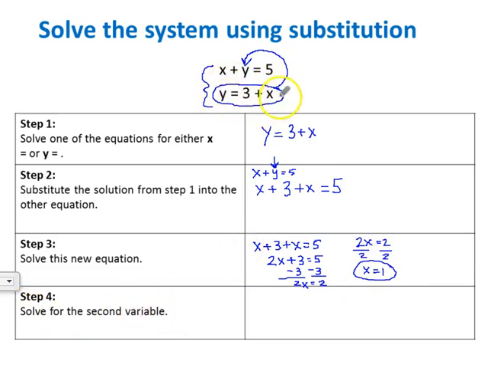Well, look at that. Isn't that nice? One of our equations is already solved for y, which will allow us to easily find the value of y. y equals 3 plus x. I'm going to plug in my value of x equals 1 to quickly solve for y, and I get 4. So y equals 4. So my solution would be 1, 4 as an ordered pair: x equals 1 and y equals 4. So that is how we solve using substitution.